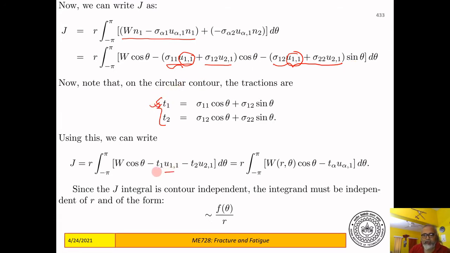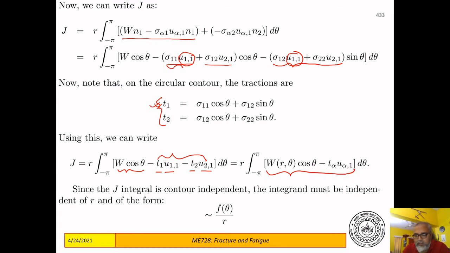So u1 comma 1 goes with T1, and then sigma 1 2 cos theta plus sigma 2 2 sine theta, that goes with T2. So u2 comma 1 goes with T2, u1 comma 1 goes with T1. So this is my J integral on the circular contour, and I can write it, if I want, as W(r, theta) cos theta, which is this, minus T alpha u alpha comma 1, which is these two terms. So this is my J integral.